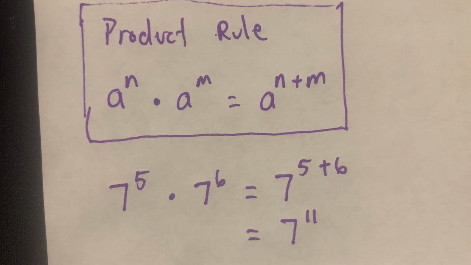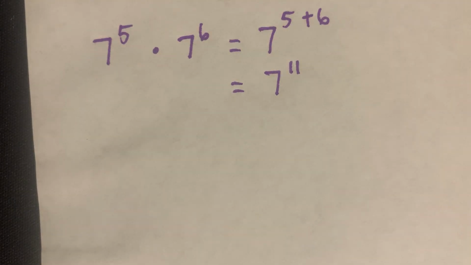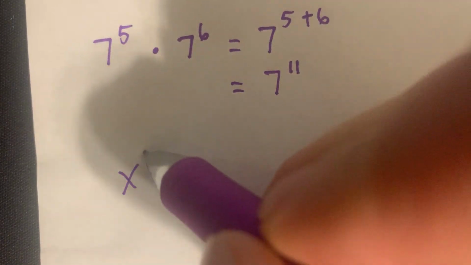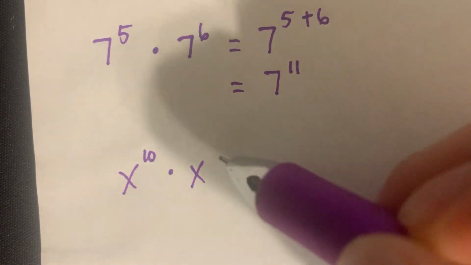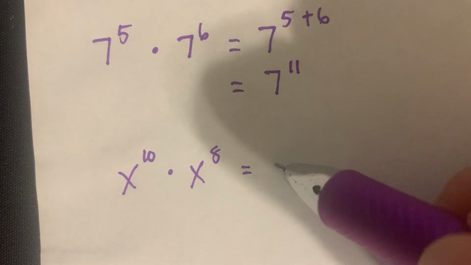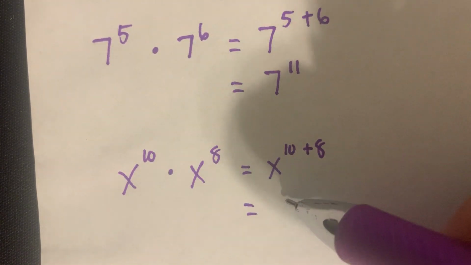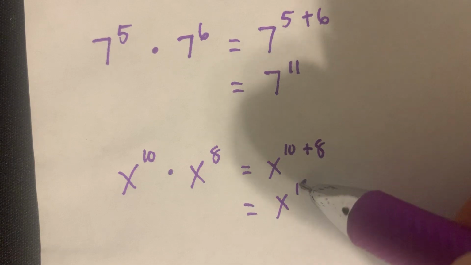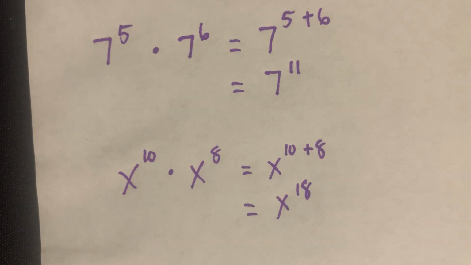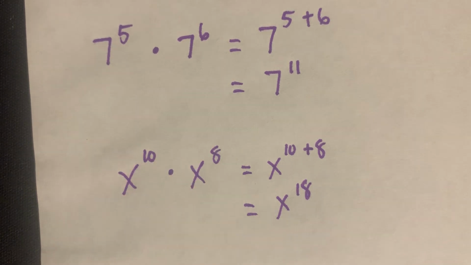All right, let's do another one with variables. So let's say we have x to the 10th power times x to the 8th power. So again, this is x to the 10 plus 8, which is equal to x to the 18th power. So again, two numbers with the same bases. X is the base with exponents. We add the exponents.